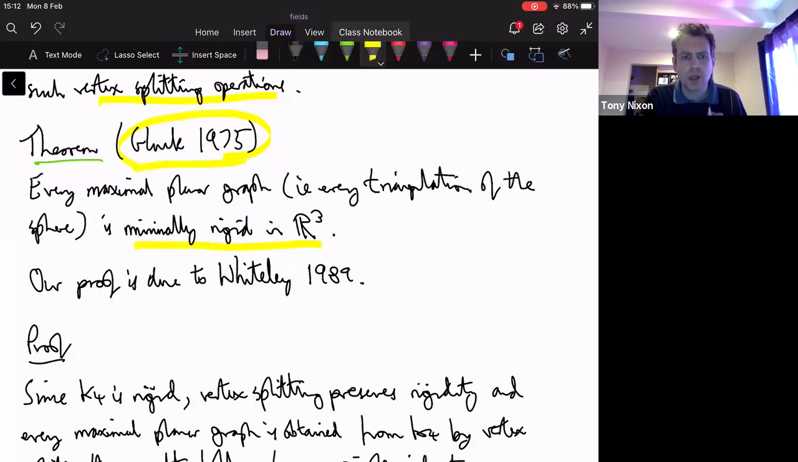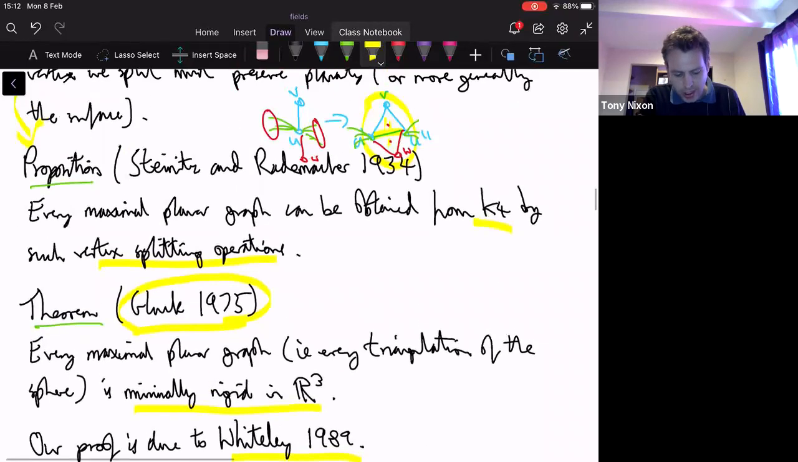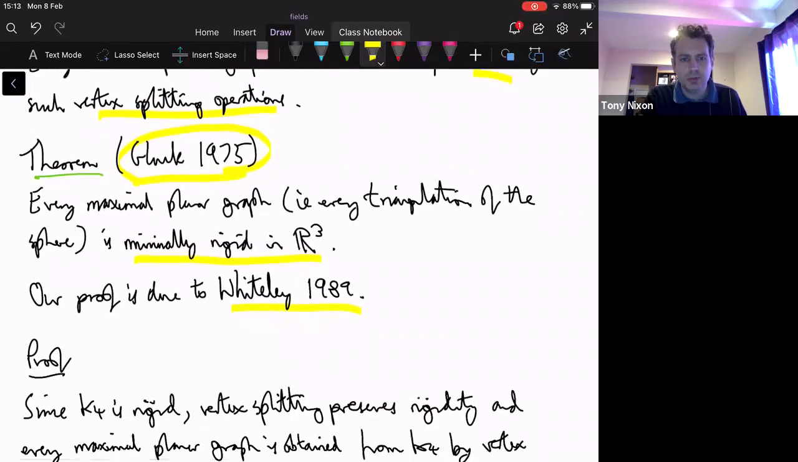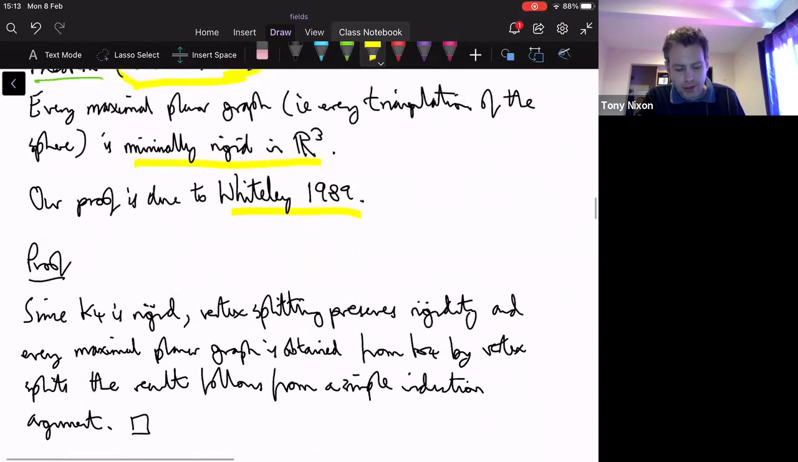Gluck's proof, I'm not going to present. I'm going to present a sort of 4-line proof, which is basically a corollary to the proposition we just had, and the theorem of Whiteley we had a couple of lectures ago on vertex splitting. So it's a very simple inductive argument.